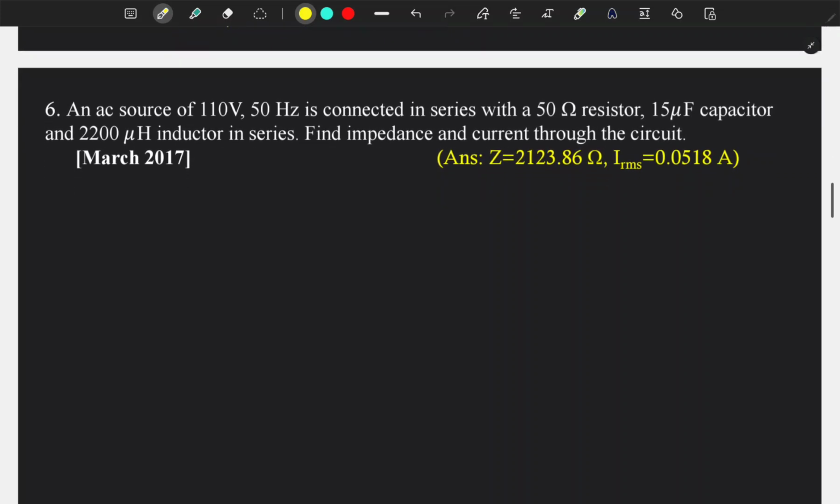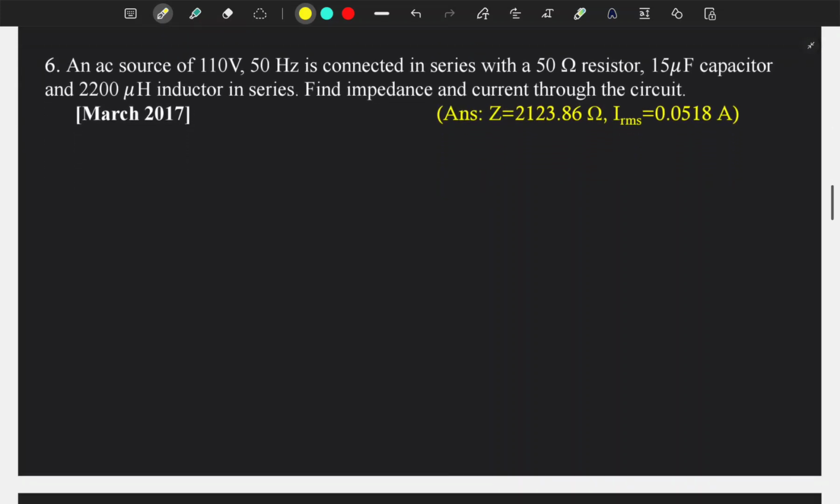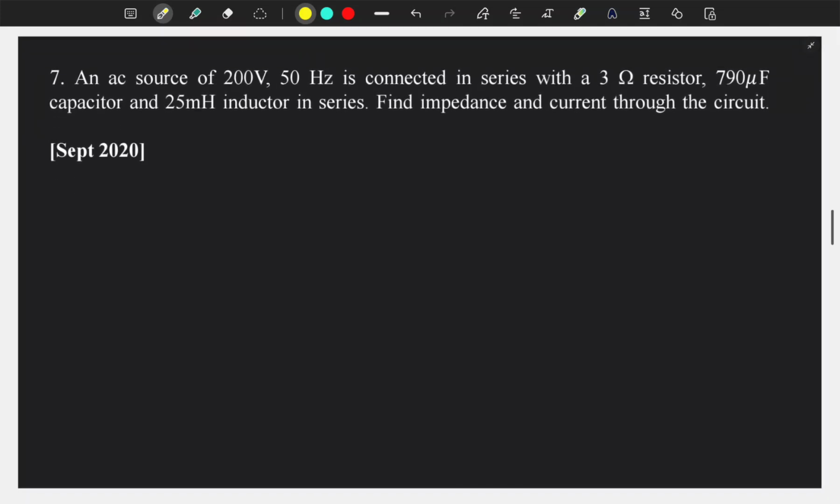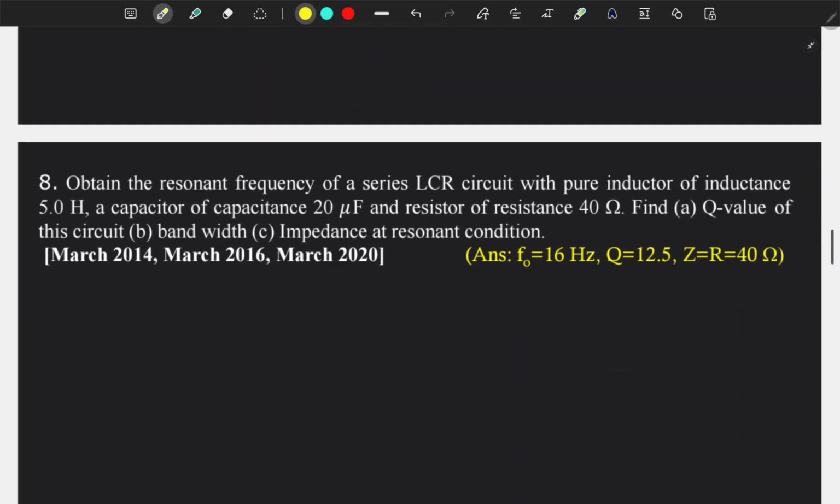So I'm going to give one question as homework here. Take the screenshot and try to solve it yourself. One more question. Okay, so this is also a homework question.